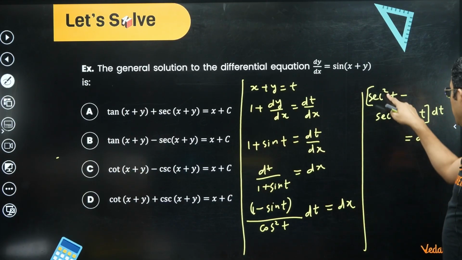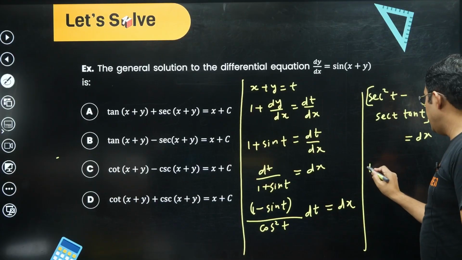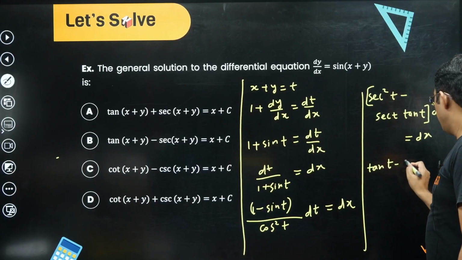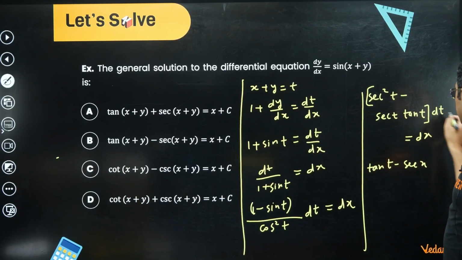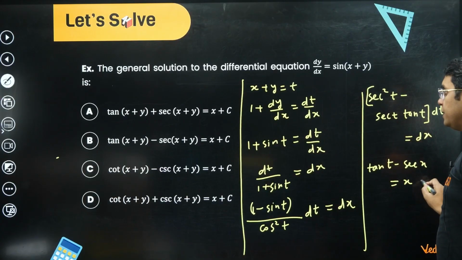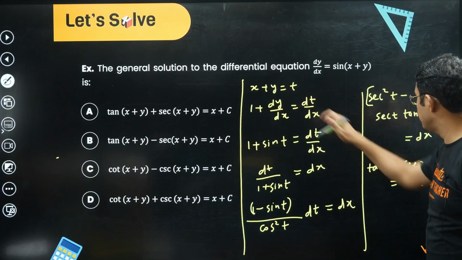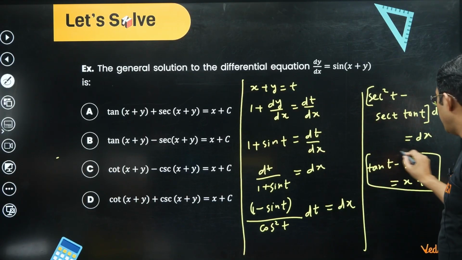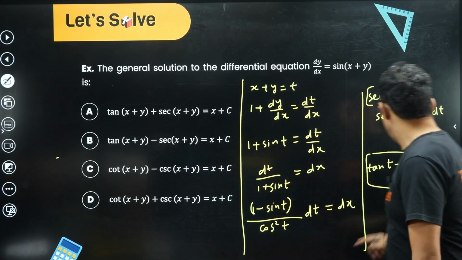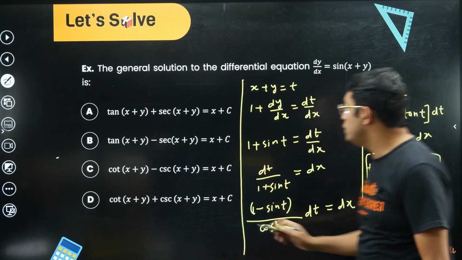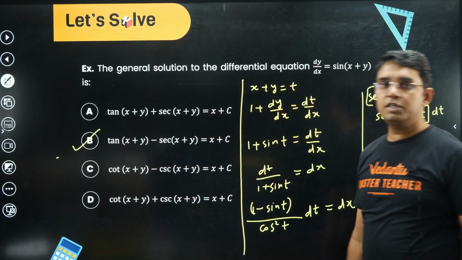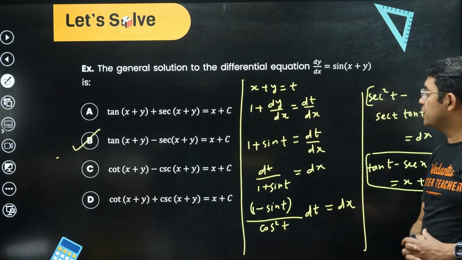Now if you integrate it, the integration of secant square t is tan t, and minus secant t. Integration of this thing will be equal to x plus c. So the solution of this is tan of x plus y, because t is x plus y, so tan of x plus y minus secant of x plus y is equal to x plus c. So the answer of this question is B. Very simple question, I think, nothing difficult in it.